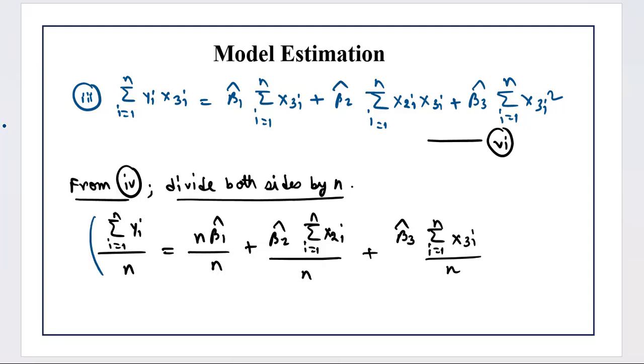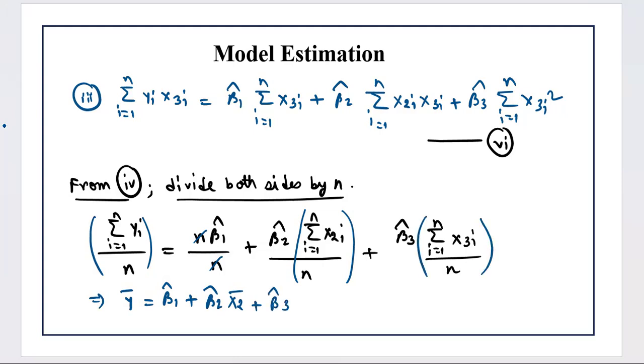So what can you say about this particular term? This term is simply y bar. And here this n and n will cancel out. This is beta 1 cap plus beta 2 cap into what is this particular thing? This is x2 bar. And what is this particular thing? This is x3 bar, right? I hope you can see this thing.